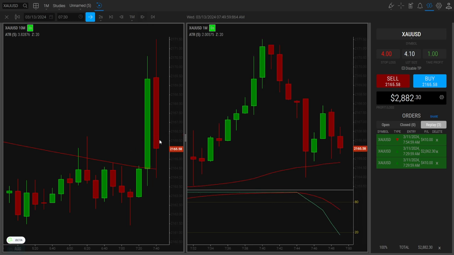Okay. So again, kind of keeping an eye here. This is probably going to be support now. So probably don't want to take trades that are going to go too far below this, which I don't think it will. However, this will be fighting against our 50 moving average right here.